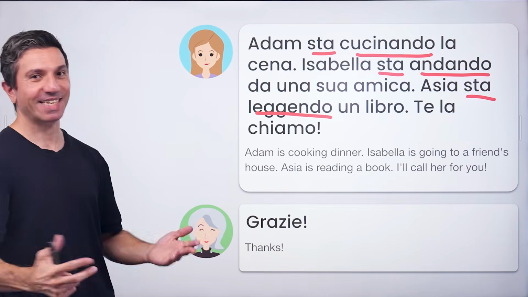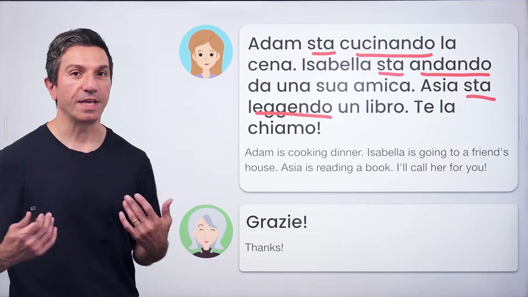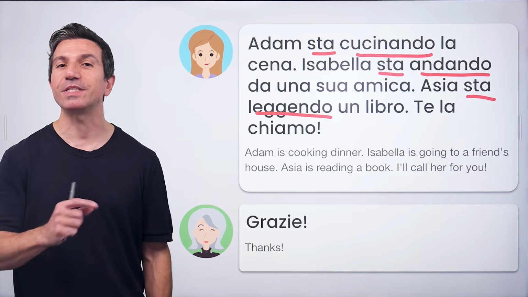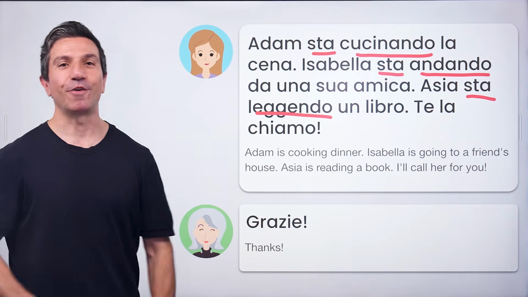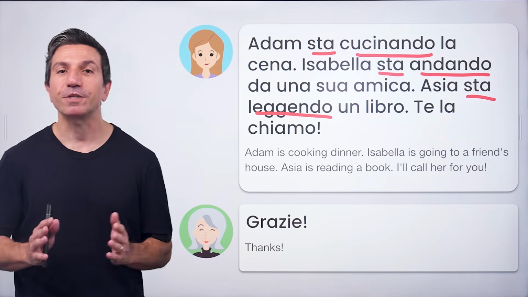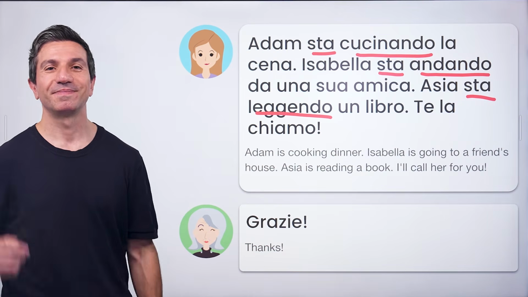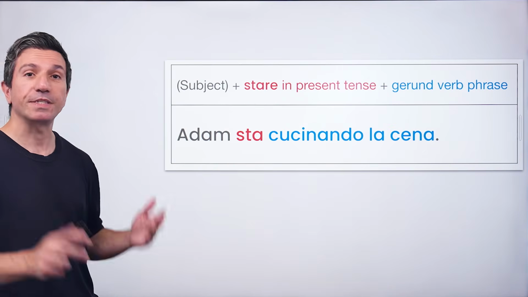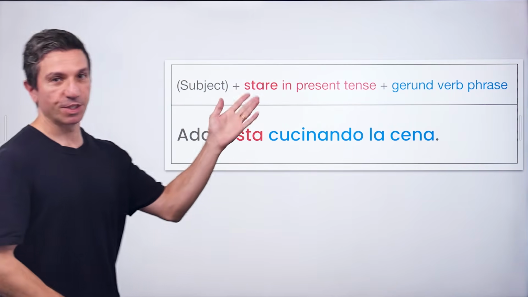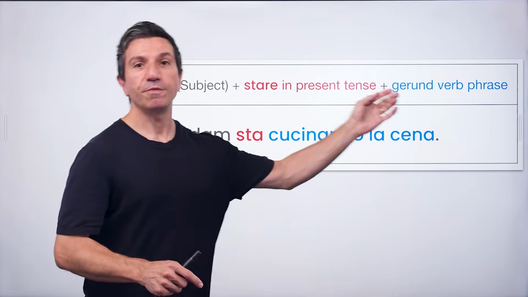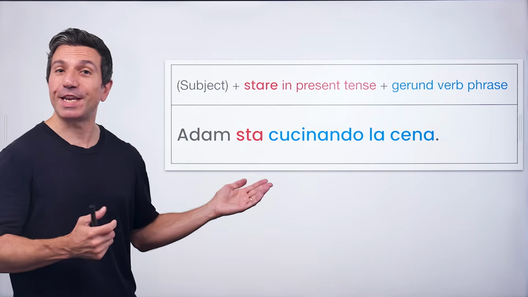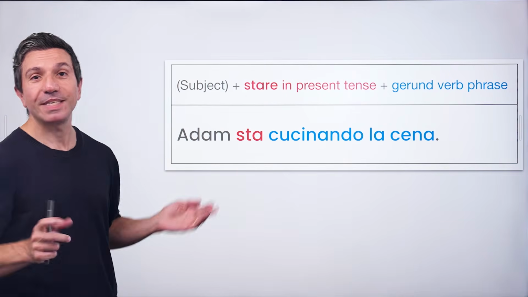Grazie. Thanks. In Italian, to talk about actions happening right now, we use the present tense of stare followed by a verb in the gerund form. This is often called the present continuous in English. The structure is subject plus stare in present tense plus gerund verb phrase. For example, Adam sta cucinando la cena means Adam is cooking dinner.